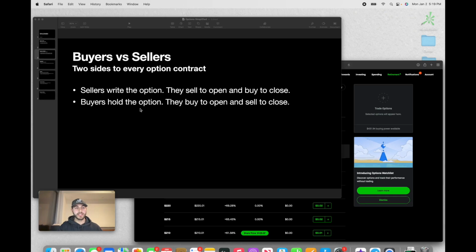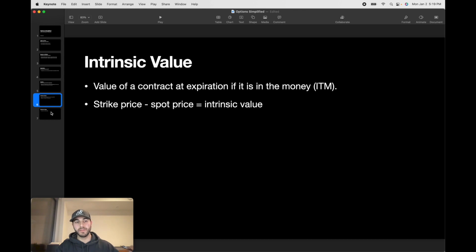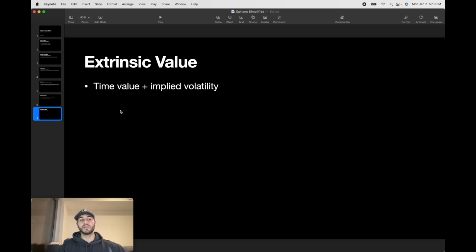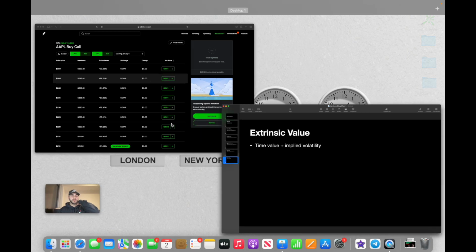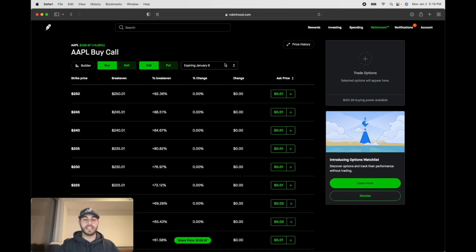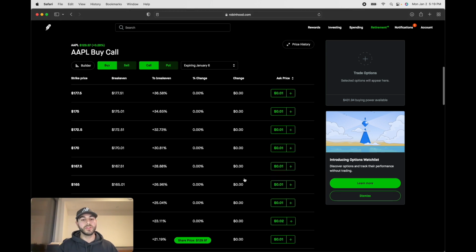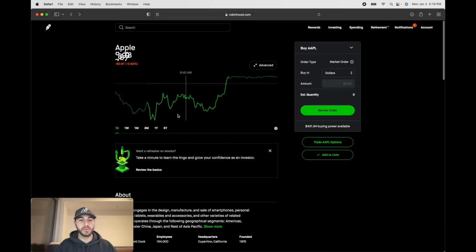Now, remember what we talked about here. We said intrinsic value and extrinsic value. The longer time you give yourself, the more time value, or extrinsic value, the stock's options are going to have. The reason why is because the expiration date is the point at which this option contract will finally expire.